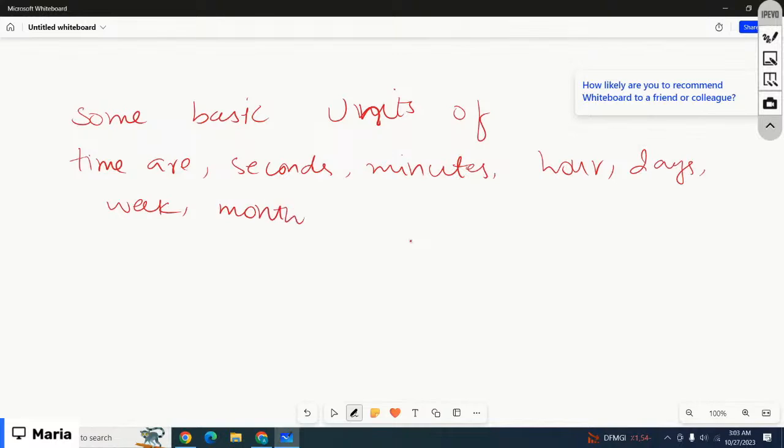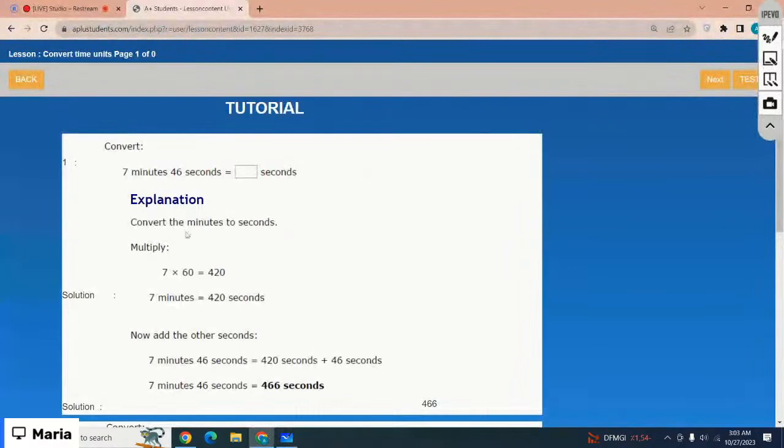They are basically the time units. We're going to see how we convert from days to hours, then hours to minutes. We're going to learn these basic conversions of time. So let's start with the first lesson and see how we convert.